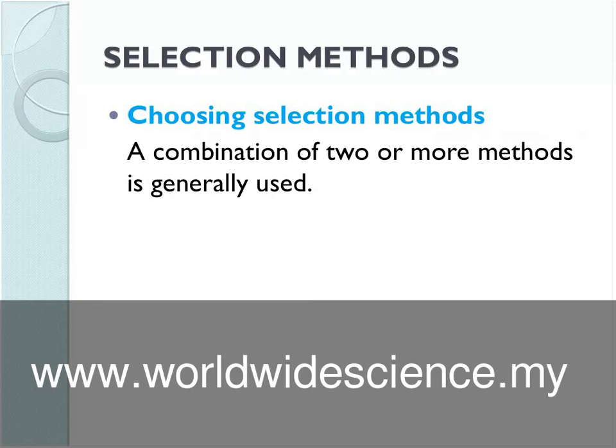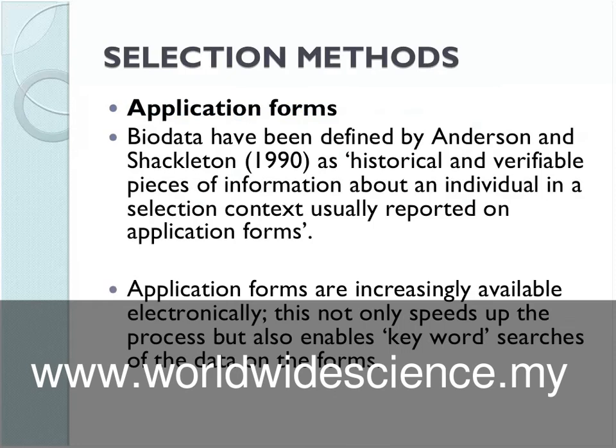Biodata has been defined by Anderson and Shackleton as a historical and verifiable piece of information about an individual in the selection context, usually reported on application forms. Application forms are increasingly available electronically right now, and this not only speeds up the process, but also enables keyword search of the data on the forms. Of course, we know that when a new employee is going to be recruited into the company, they will fill out the application form. Most large international companies have their own website, and you can do it electronically. You just fill in the application form, and this is very easy, fast, and cheap.